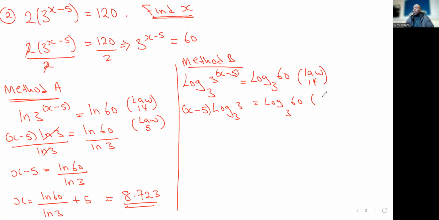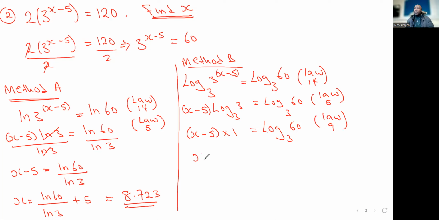And this is law 5. We talked about this, that you can bring down the power. Also, in law 9, I told you that when the base and the logarithm value are the same, this is equal to 1. So this is going to become (x-5) multiplied by 1 is equal to log 60 to base 3. So this is law 9. You can see when you're solving questions, you're really playing around with all the laws. It's not just that you're learning them separately, but you actually use the laws to solve the question.